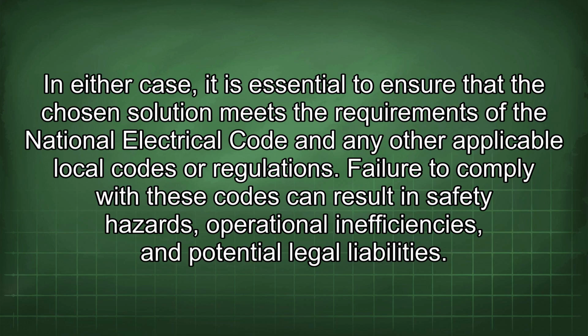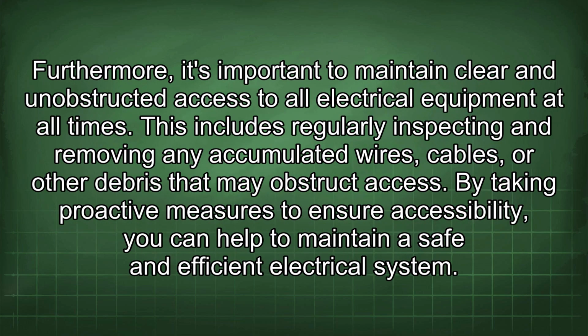In either case, it is essential to ensure that the chosen solution meets the requirements of the National Electrical Code and any other applicable local codes or regulations. Failure to comply with these codes can result in safety hazards, operational inefficiencies, and potential legal liabilities. Furthermore, it's important to maintain clear and unobstructed access to all electrical equipment at all times. This includes regularly inspecting and removing any accumulated wires, cables, or other debris that may obstruct access. By taking proactive measures to ensure accessibility, you can help to maintain a safe and efficient electrical system.